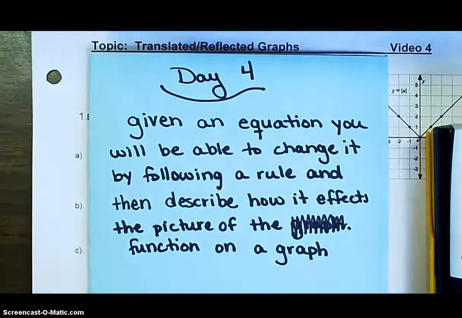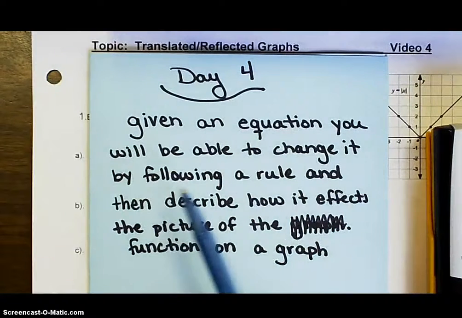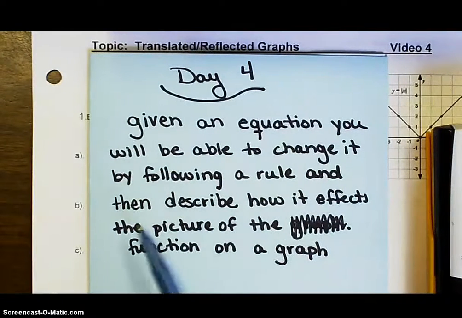Welcome back to video number 4. Our goal for today: given an equation, you will be able to change it by following a rule and then describe how it affects the picture of the function on a graph.